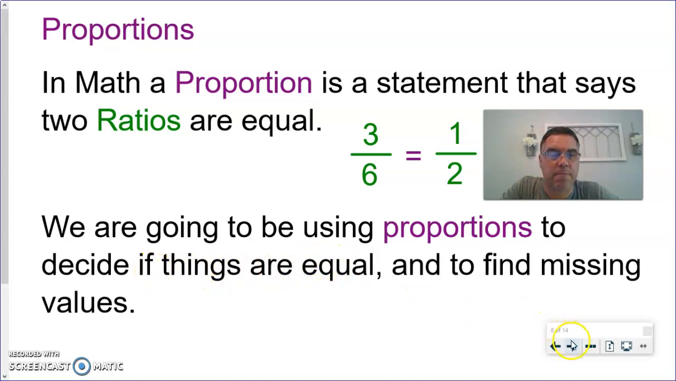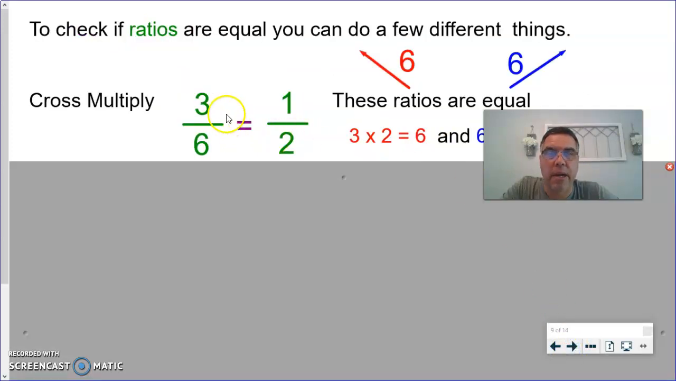So this video is just going to be on using the proportions to decide if things are equal. So what we're going to do is compare these two ratios and decide if they are equal. There's a few ways to do that. One way you might be familiar with is by cross multiplying.